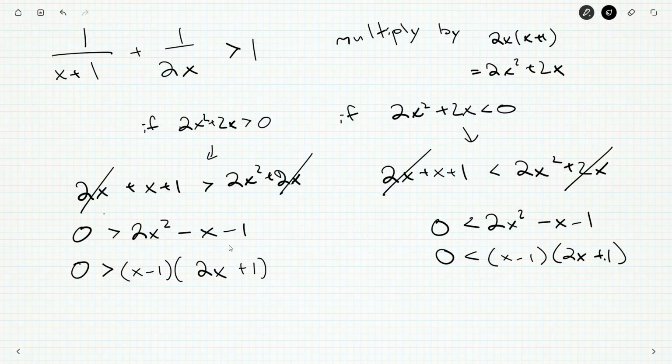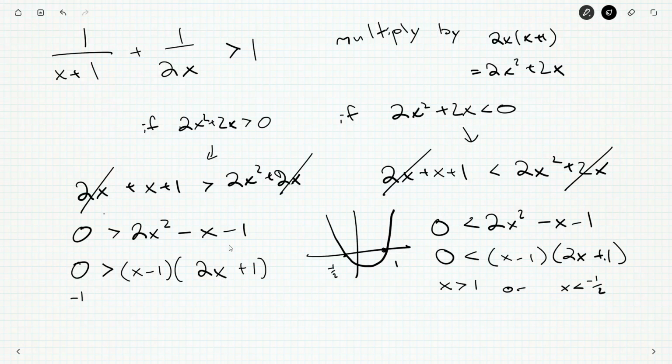So this is an upward facing parabola with roots at 1 and -1/2. So it's going to be positive when x is greater than 1 or x is less than -1/2, and it's going to be negative when x is between the two roots.